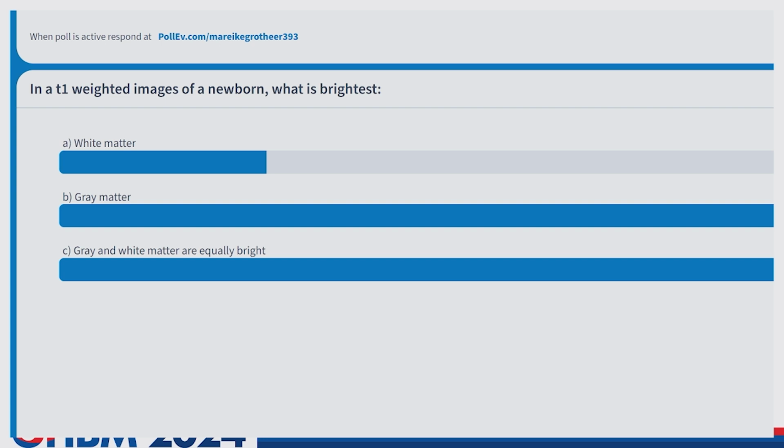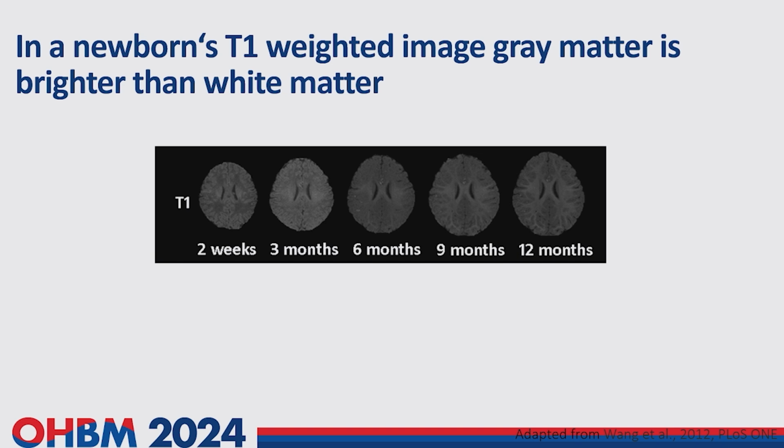I like that there's a bit of a debate going on. In a newborn specifically, the correct answer is actually the gray matter. And this is what you can see here. So in a T1 weighted image of a 2-week-old, the white matter is actually darker than the gray matter. This is because the white matter contains very little myelin.